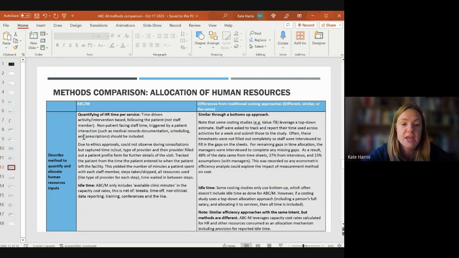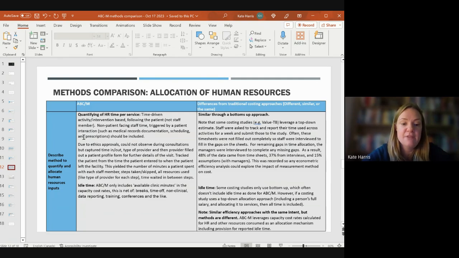There comes a question about idle time. How do you include the cost of time where a health worker is not seeing any patients? Maybe there's not enough patients to see. For example, activity-based costing includes these as available clinic minutes.